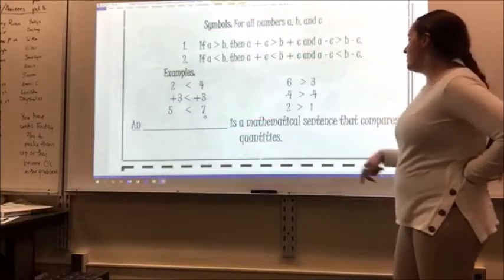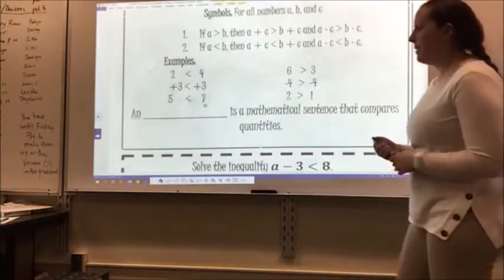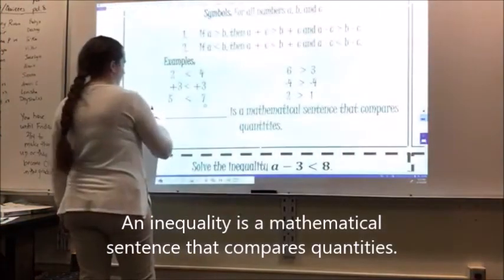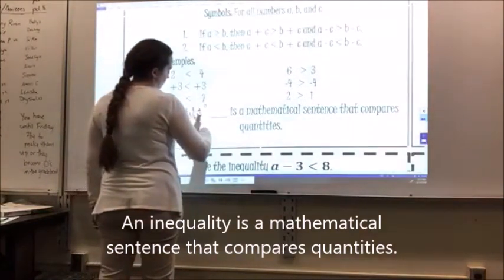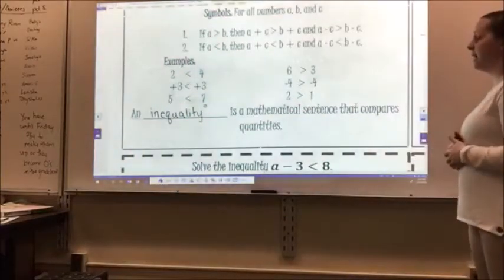A blank is a mathematical sentence that compares quantities. So in that blank, you're going to write inequality. So an inequality is a mathematical sentence that compares quantities.